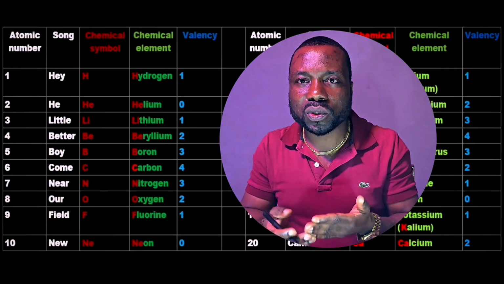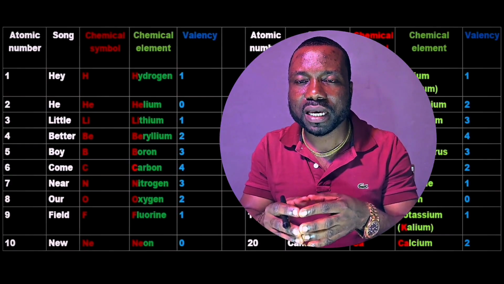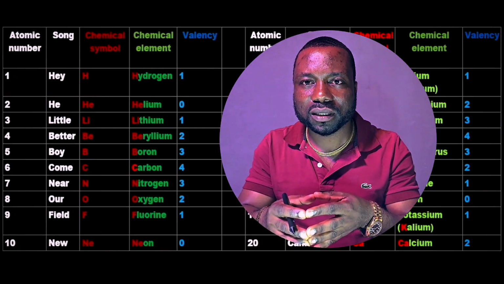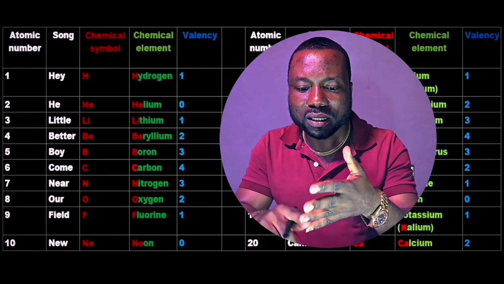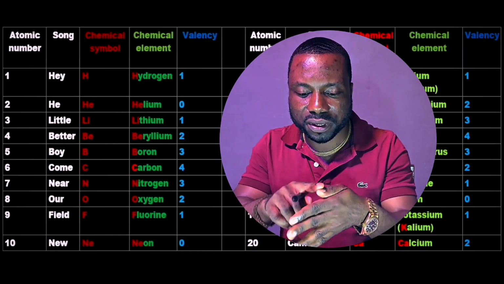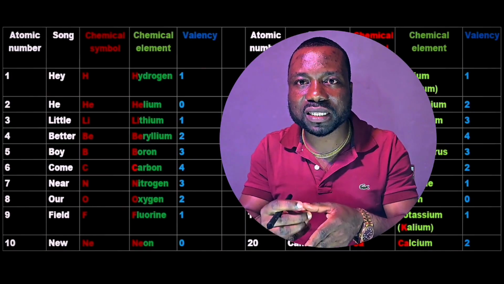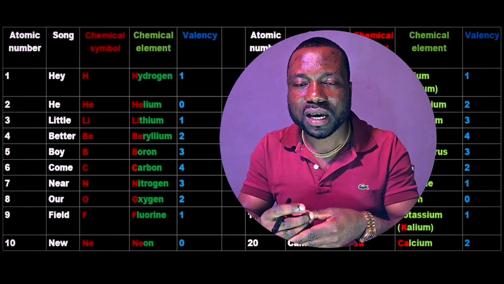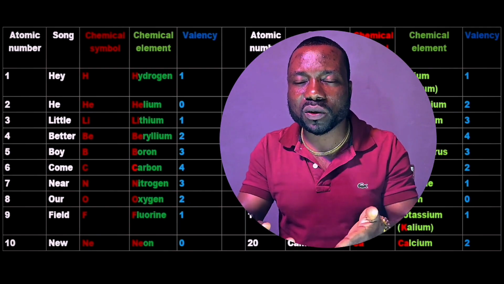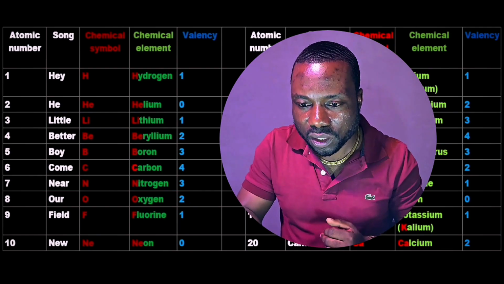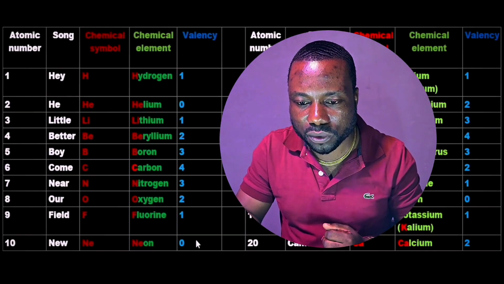Or you can also use your fingers. For example, if we have element number 10, what are we going to do to know the valency? We'll just say 1, 0, 1, 2, 3, 4, 3, 2, 1, 0, which means that the 10th element has a valency of 0. Now, this is done without you looking at the table. Now, to confirm, you realize that the 10th element here has a valency of 0.